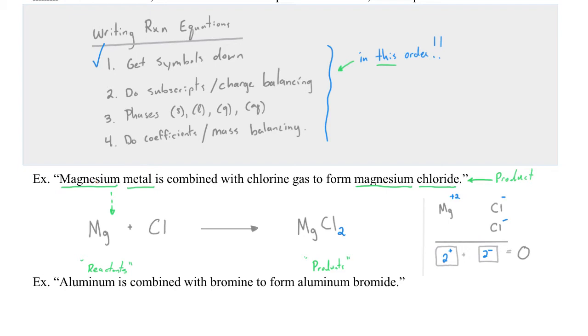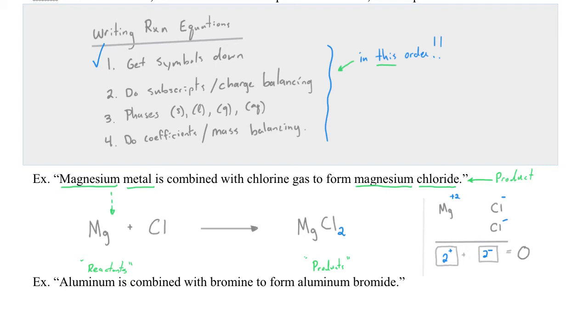Notice here it says magnesium metal. We know magnesium is a metal, and it's not mercury. Mercury is the only liquid metal. So that means magnesium is a solid under normal conditions. So let's just write a solid there next to magnesium in parentheses. Then let's go over to the other reactant here, which is chlorine, and it says chlorine gas. Chlorine is one of the gases that we have.